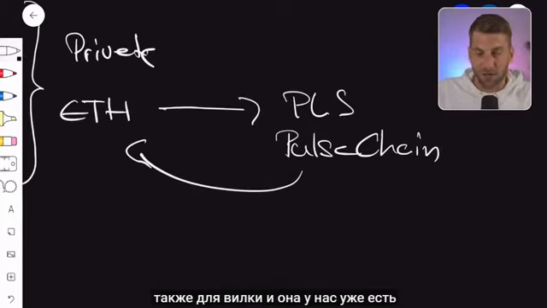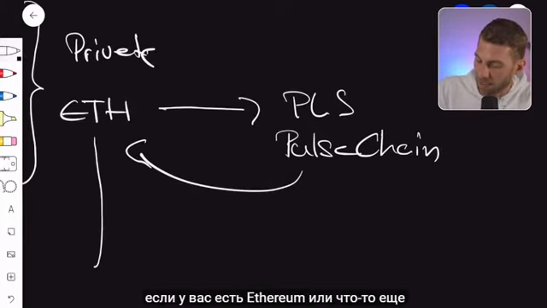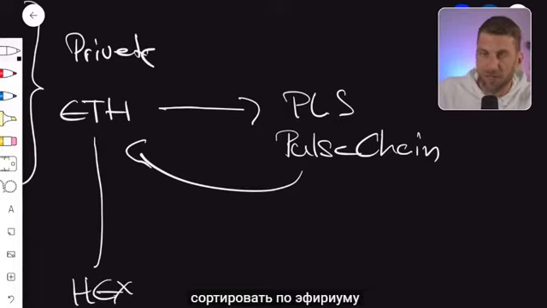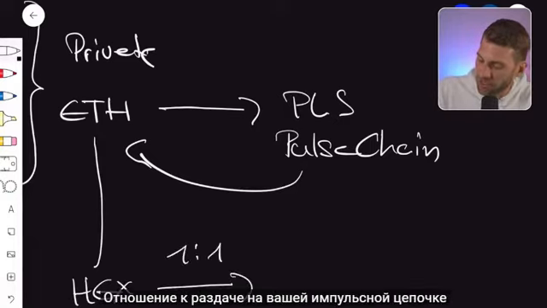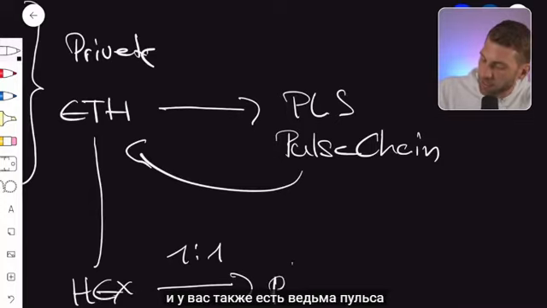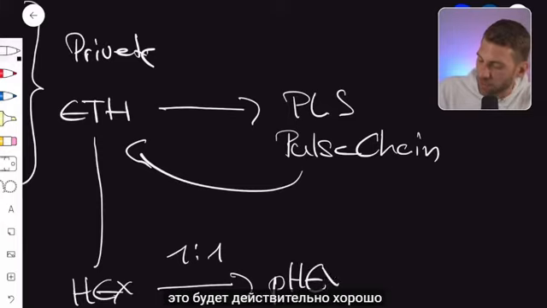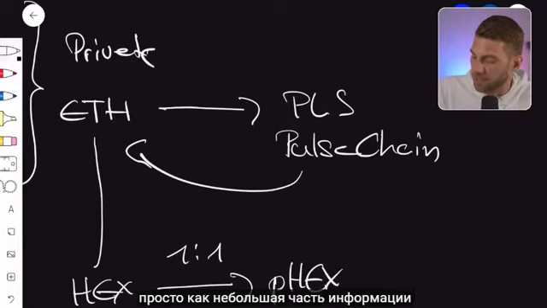And this, we already talked about. If you hold some Ethereum or even some HEX on your Ethereum wallet, you will have the same amount, in a 1-to-1 ratio, in the airdrop on your PulseChain address, and you will get some Pulse HEX as well. This will be really nice. Just a little side information.